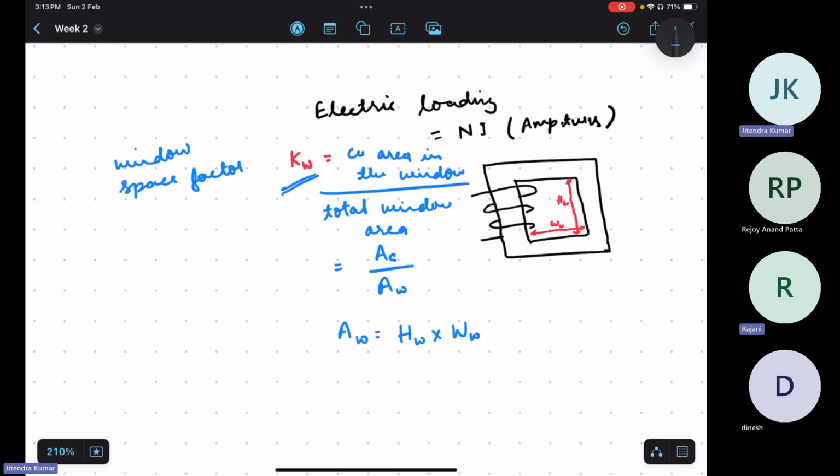I have a question. KW means, you have written, the copper area in the window divided by the total window area. What exactly does copper area in the window mean, sir?